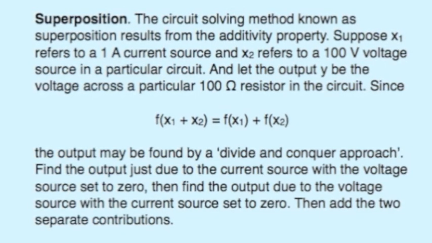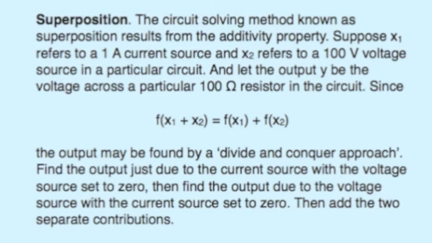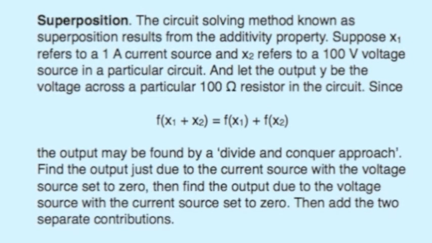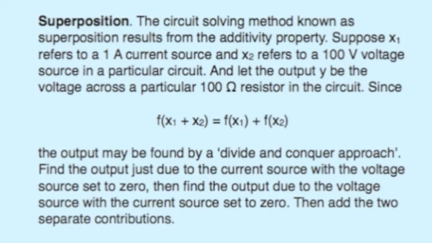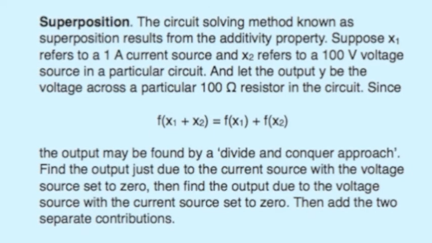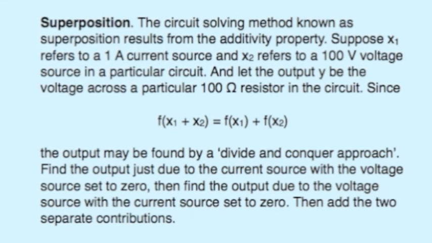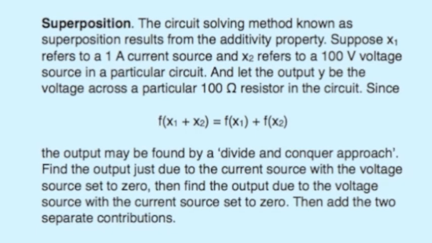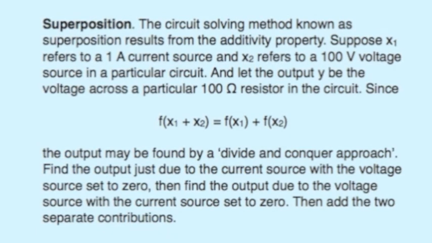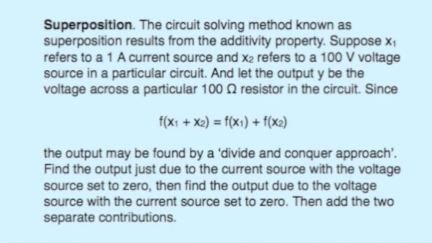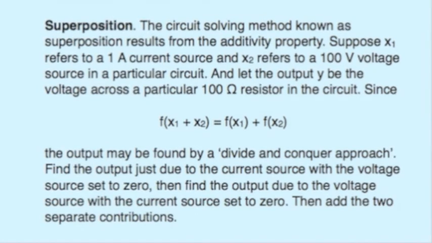First, find the output just due to the current source with the voltage source set to 0, and then find the output just due to the voltage source with the current source set to 0, or vice versa. In either case, we can then add the two separate contributions together to find the response for the original circuit.